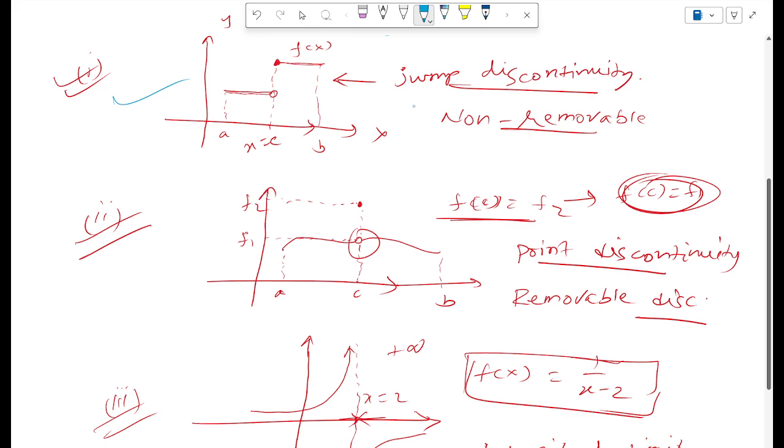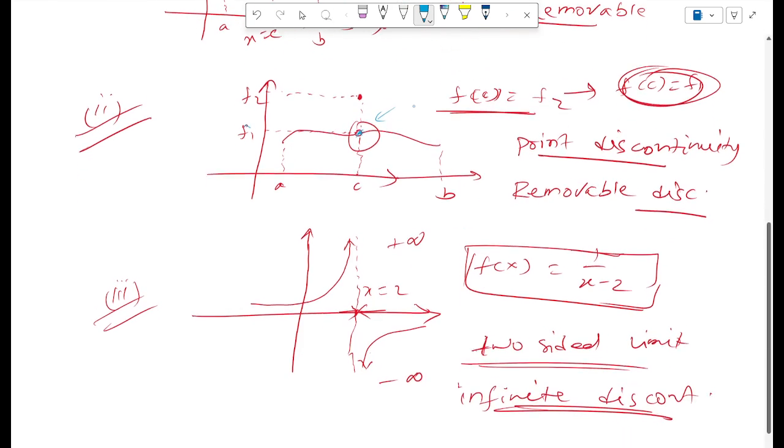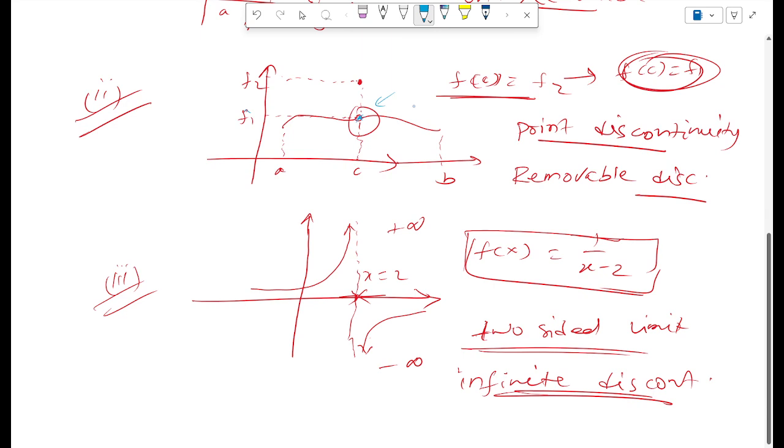We can remove this kind of discontinuity by defining this function in a separate, different way. So if we redefine the function at this point, then this function will become continuous, as we will not have any missing points. If we fill in the missing point in the graph, then obviously there won't be any missing point, and the function will become continuous. And the third type is called infinite discontinuity.